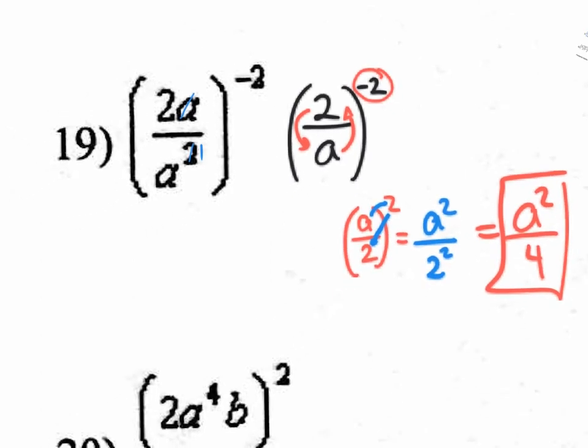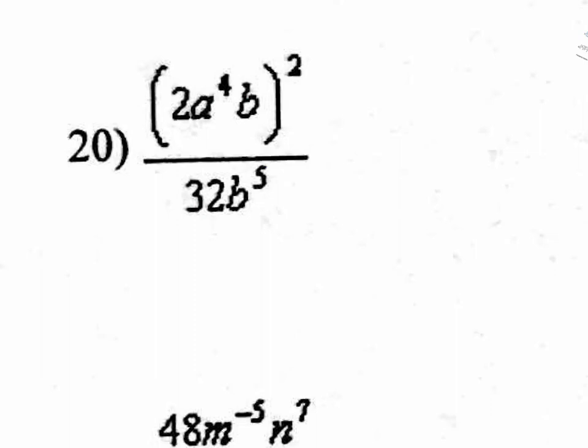EC. Number 20. Fun stuff. You have parentheses with an exponent on the outside. You have to do what? Distribute. Now, some people see the b up here and the b down here and they want to cancel, but you can't do that yet. Because you have to distribute first and then get a new b and then you could think about canceling b's.